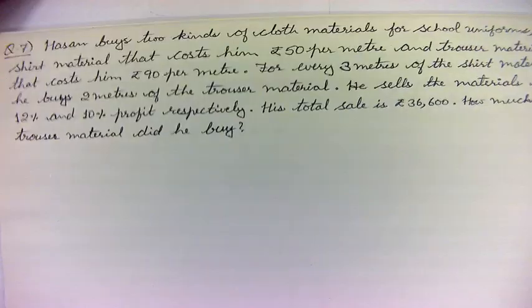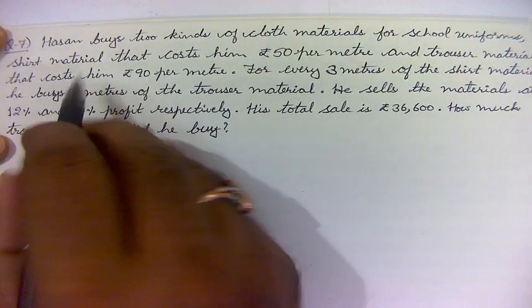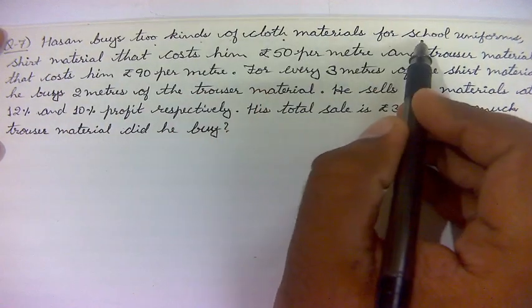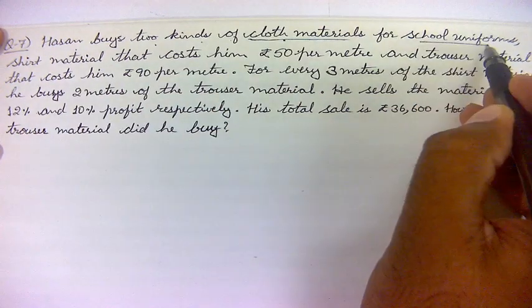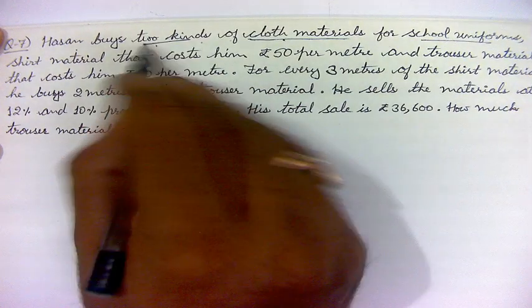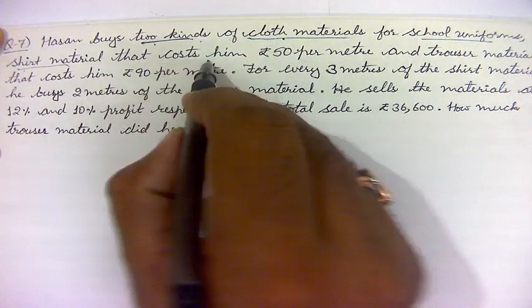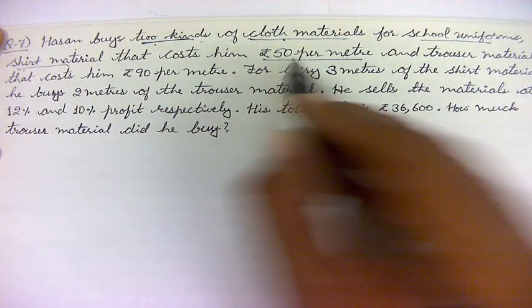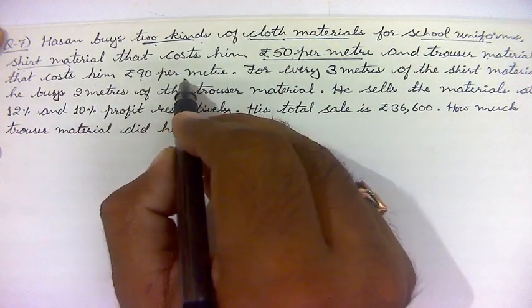Now let's move towards question number 7. Question number 7 says Hassan buys two kinds of cloth materials for school uniform. So Hassan has bought cloth material for school uniform, and he is buying two kinds of cloth material. One is shirt material that costs him rupees 50 per meter, and trouser material that costs him rupees 90 per meter.